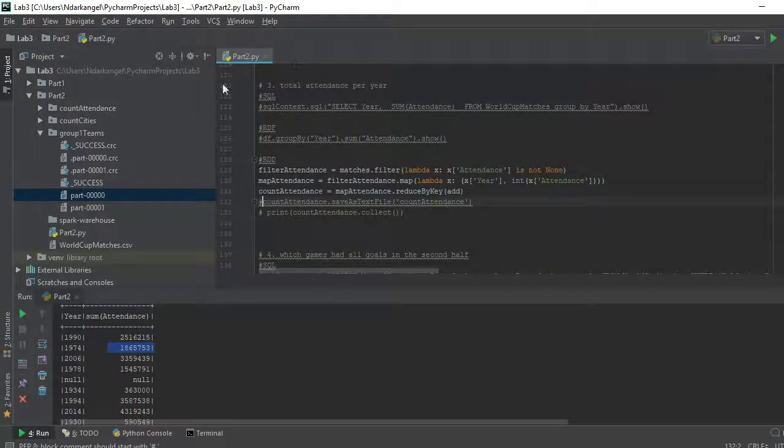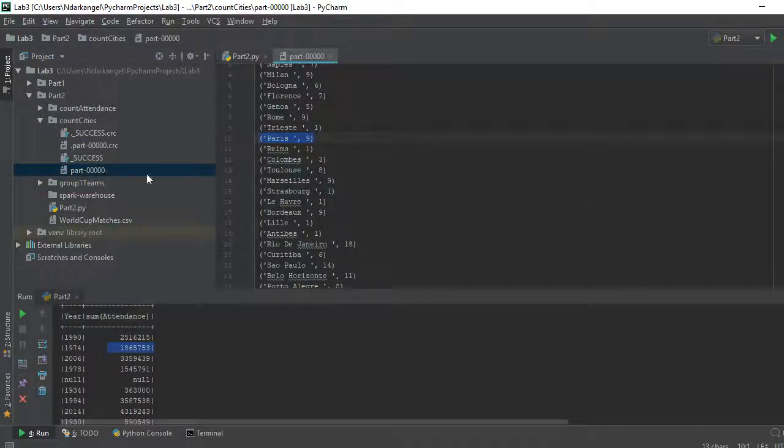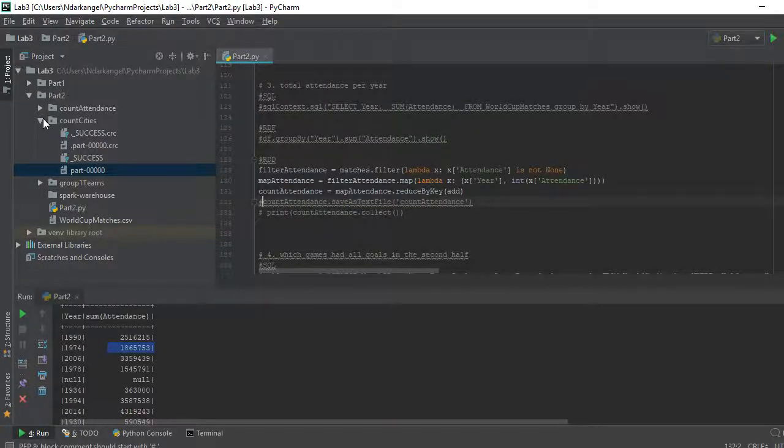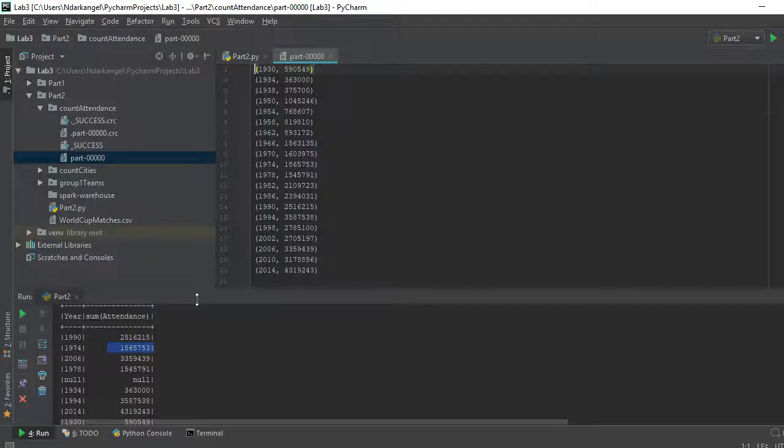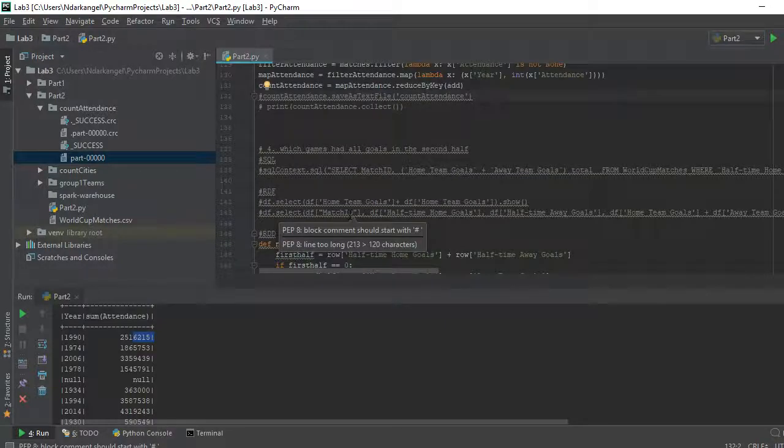Oh, nope, not this one. Sorry. Nope, not this one. Oh, I'm blind. It's right here. So you see, find 1990, you see the number, and it matches perfectly with this number. So our code's working perfectly. Okay, we're done with that.